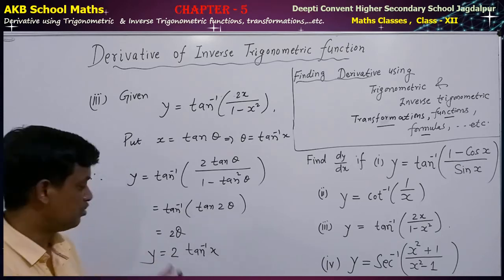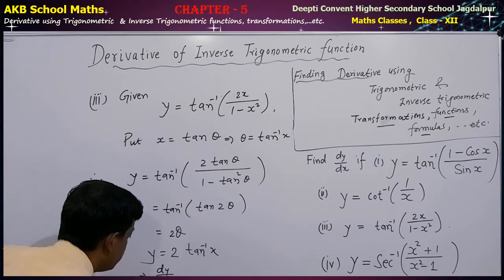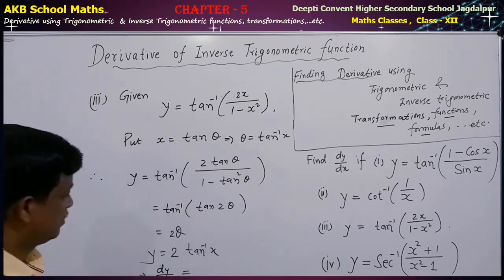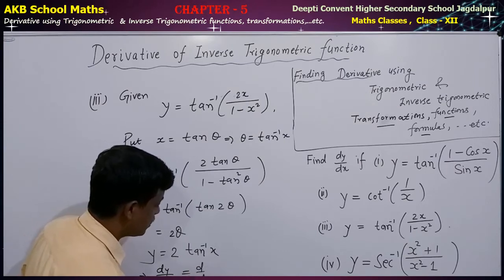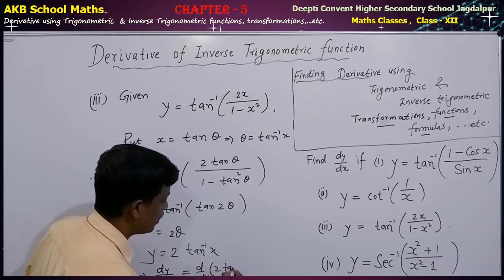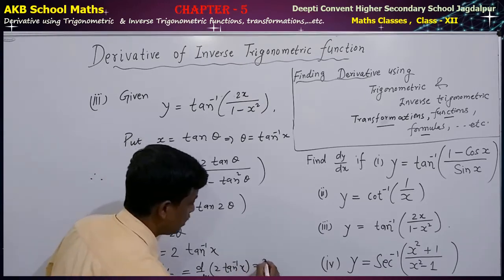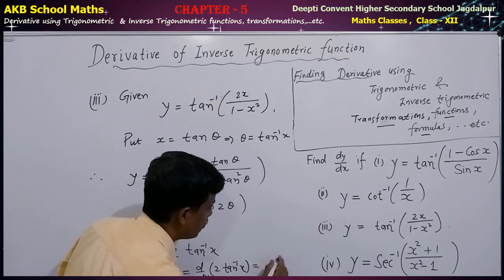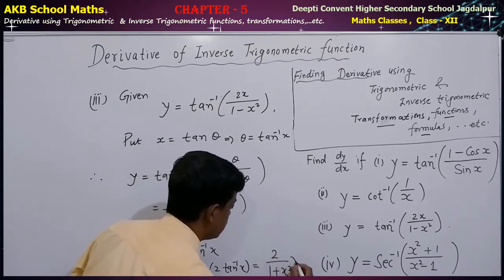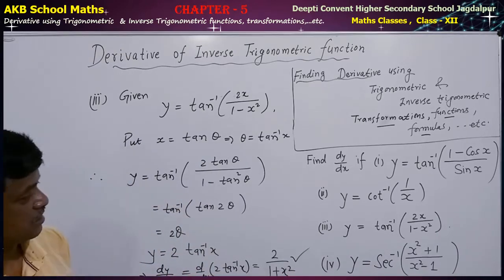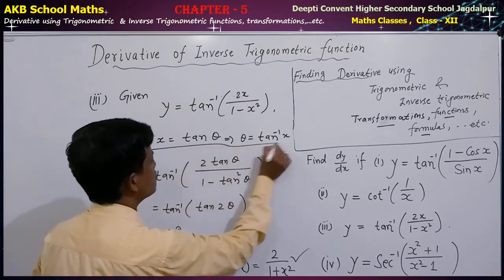Very simple. Now you can differentiate directly and get dy upon dx equals d by dx of 2 tan inverse x. Now this equals 2 common, and the derivative of tan inverse x is 1 by 1 plus x square. So this is the derivative dy by dx. This was only conversion, that's why you are using this substitution.